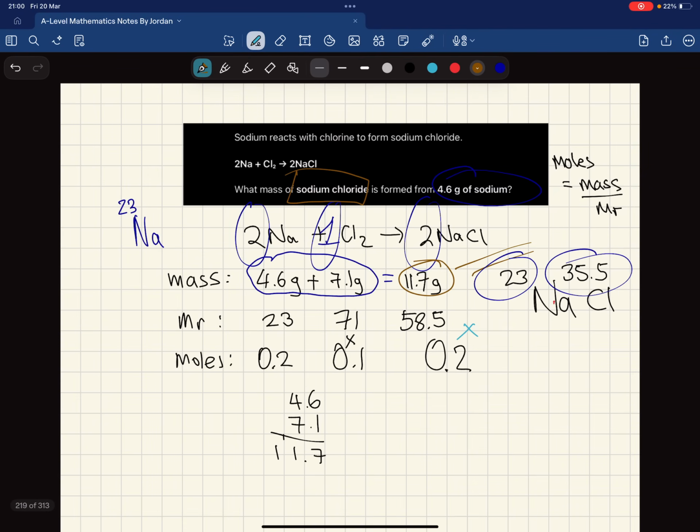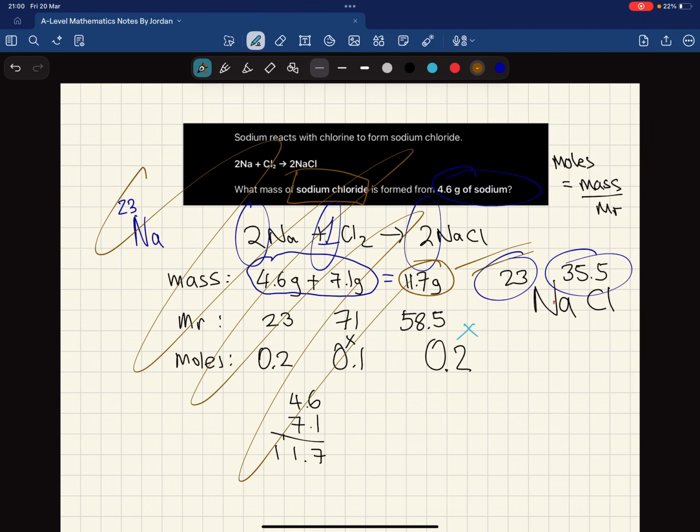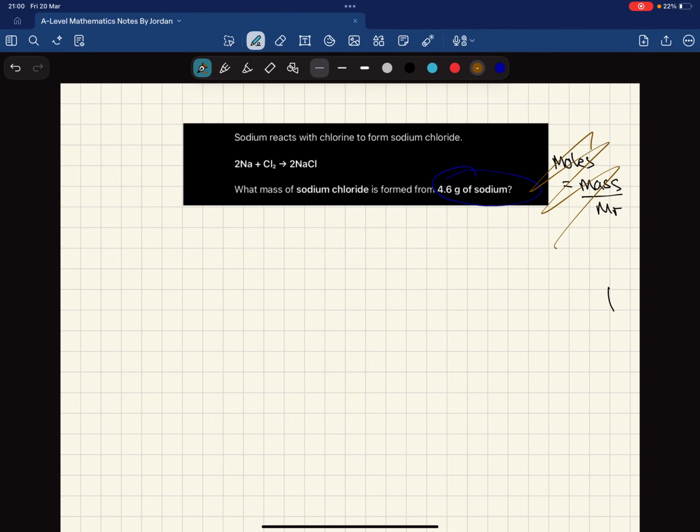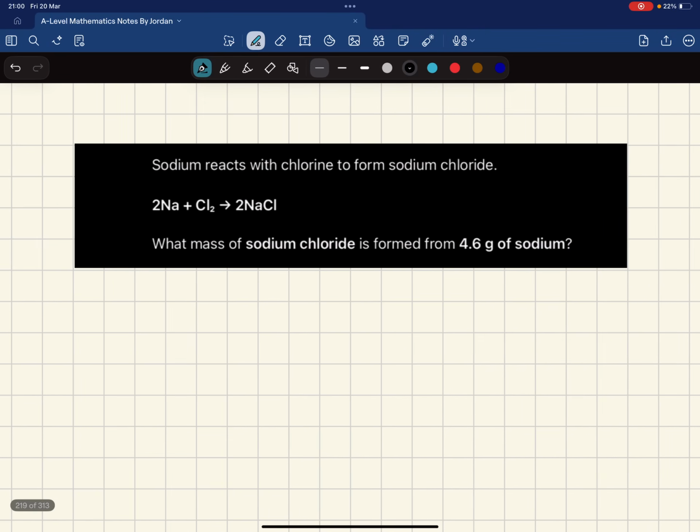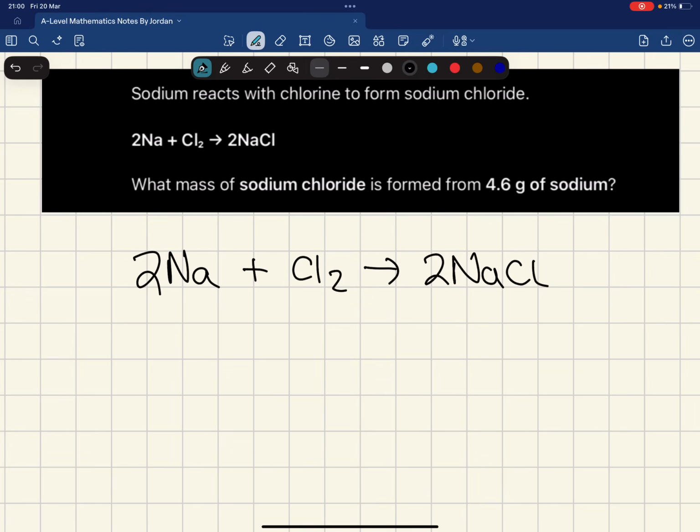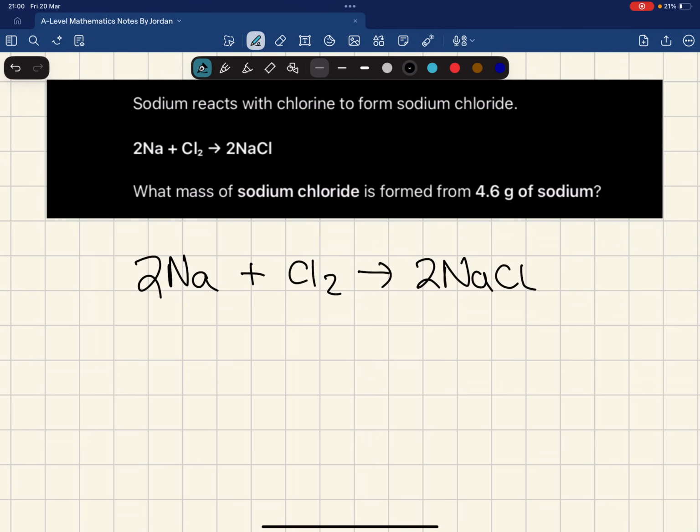Okay, let's move on. Apologies, because that should be clear. Let's just do this. So I'm going to write it out. There we go. So we look at the mass we were given again, remember, at the start. It said 4.6 grams of sodium this time. That would be this one.